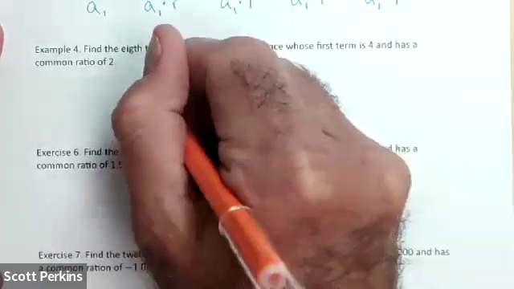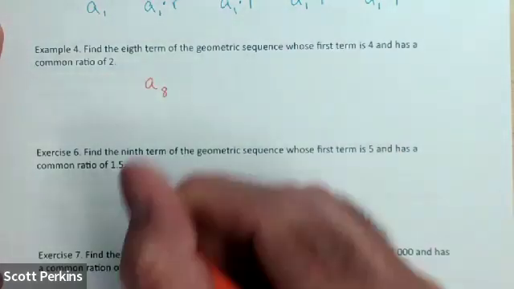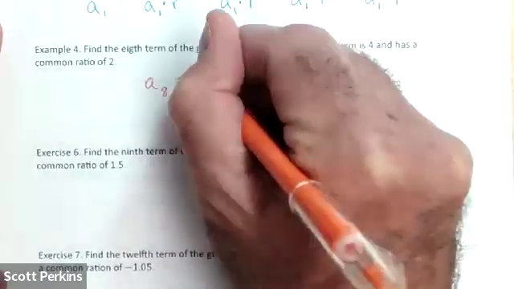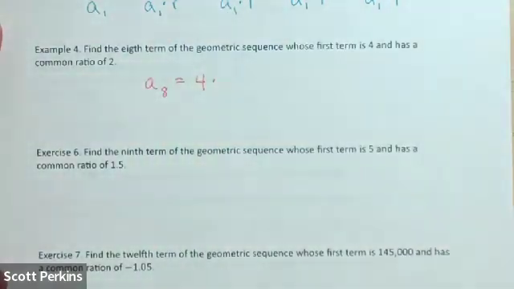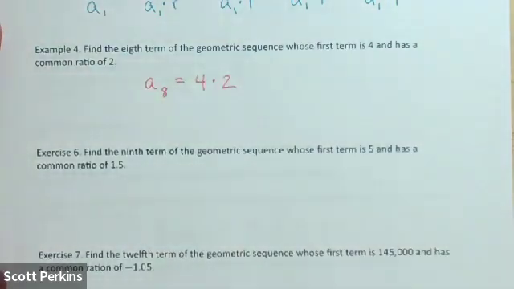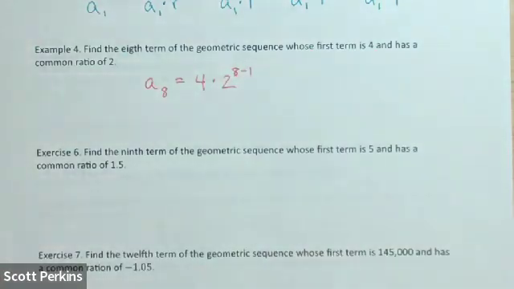All right, so we are finding the 8th term. So a with a little subscript 8. And according to the formula up above, the 8th term is equal to the first term, which is 4, times the common ratio, which is 2, to the power of n minus 1. So that is 8 minus 1. I'm just going to write that out so that your notes are thorough, but you can skip that step and go right to 2 to the 7th power if you want.